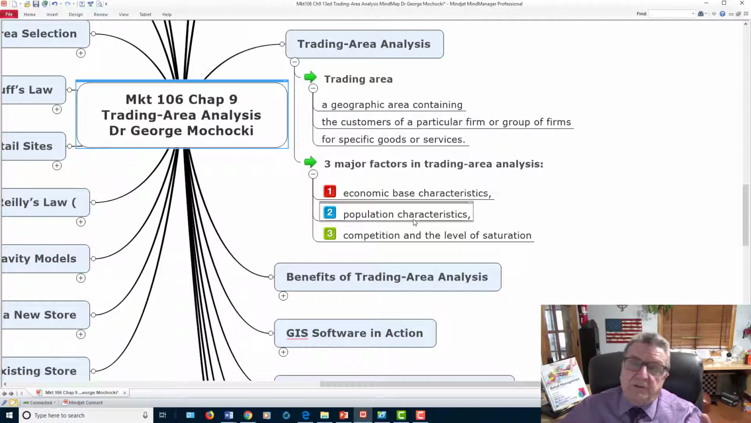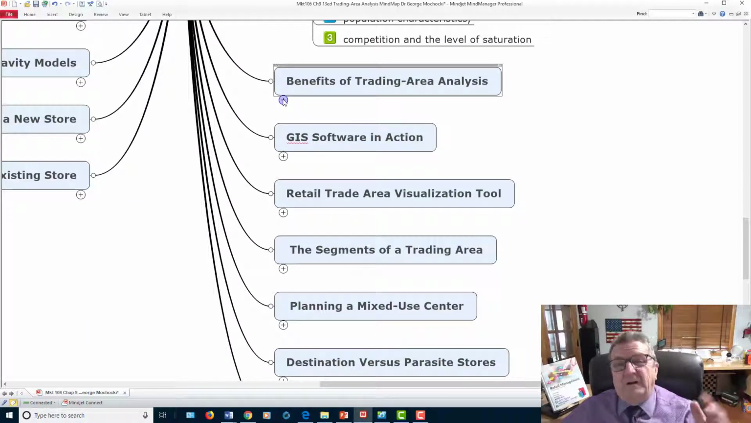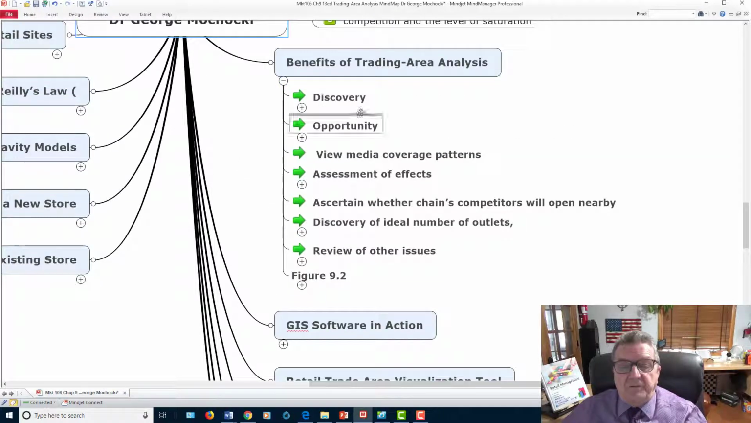And competition and level of saturation. How many are there in one area? Sometimes that's good, sometimes that's bad, okay? Now, you don't want to have like five hot dog stands all next to each other. Come on, it's still a hot dog. You're going to eat each other up. Just joking. Okay, benefits of a trading area.